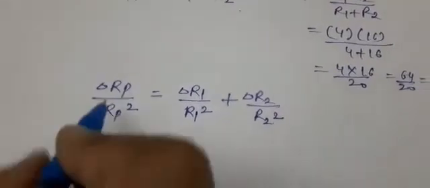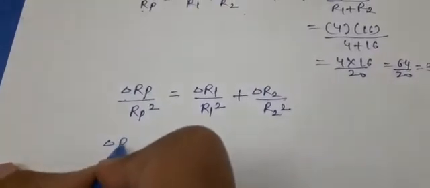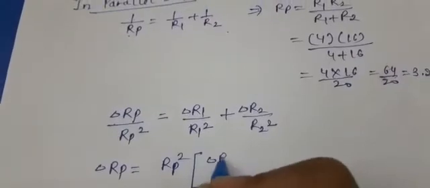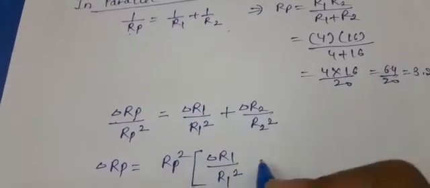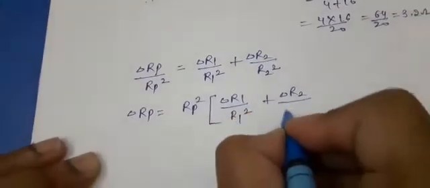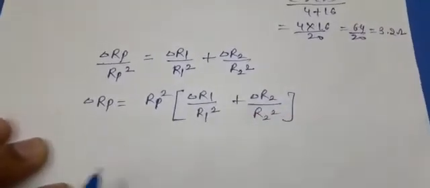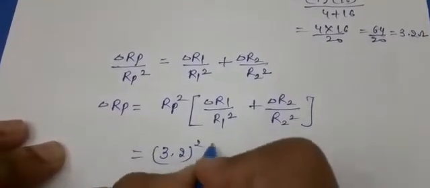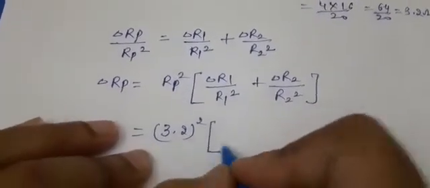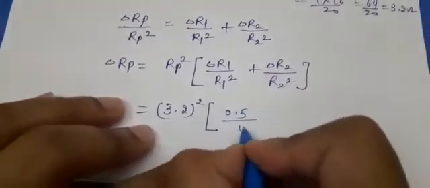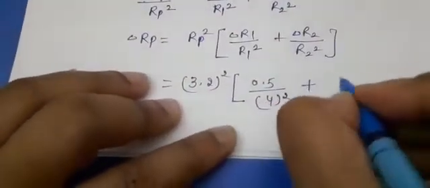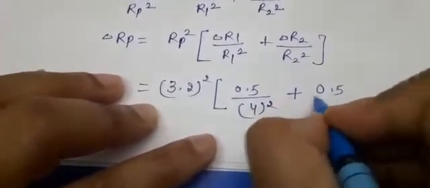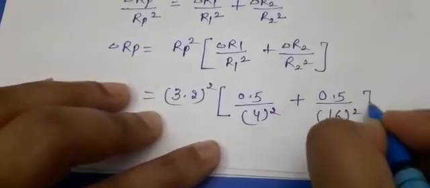Now, as you have to calculate del Rp, del Rp will be equal to Rp square into del R1 upon R1 square plus del R2 upon R2 square. Now Rp we have obtained, that is 3.2 square. Del R1, the absolute error in R1, is 0.5 and R1 is 4, that is 4 square. Similarly, the absolute error in R2 is also 0.5 and the value is 16, that is 16 square.